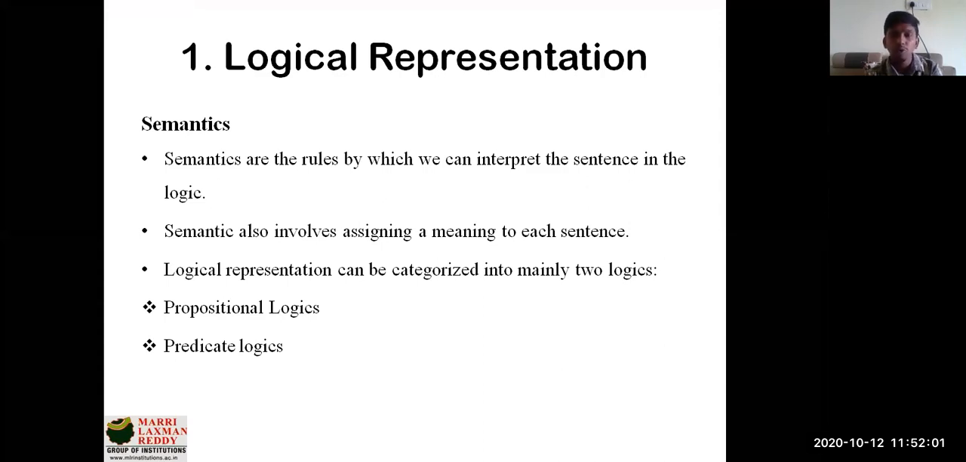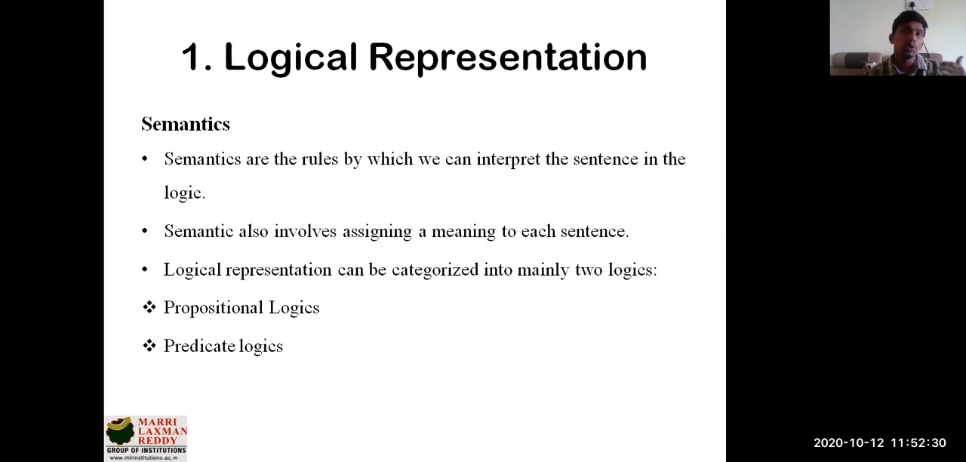So talking about semantics: semantics are the rules by which we can interpret a sentence in logic. From the given premises, we need to understand how these premises can be converted into knowledge using various connective statements. Semantics also involves assigning a meaning to each sentence. That's what we have seen in the previous discussion, like Marcus is a man and all men are mortal.